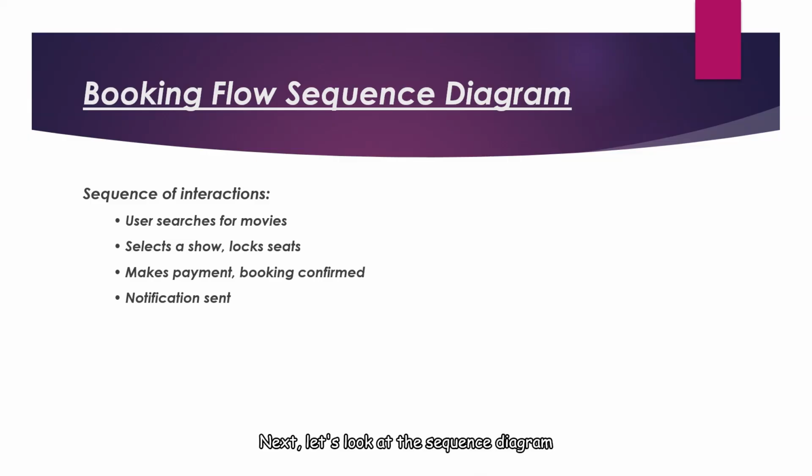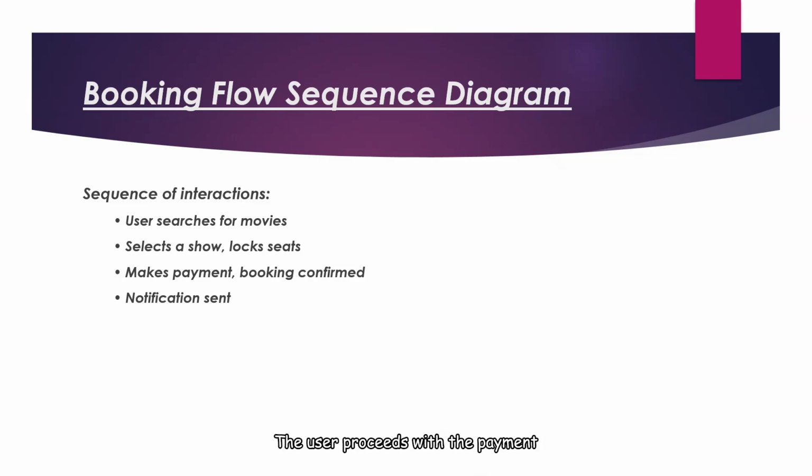Next, let's look at the sequence diagram for the booking process. This diagram outlines the step-by-step interactions between the user and the system. The user begins by searching for a movie. Once the movie is selected, the system displays available showtimes. The user then locks the seats they want to book. These seats are temporarily unavailable to other users while the booking is in progress.